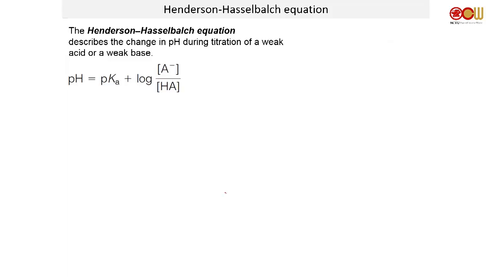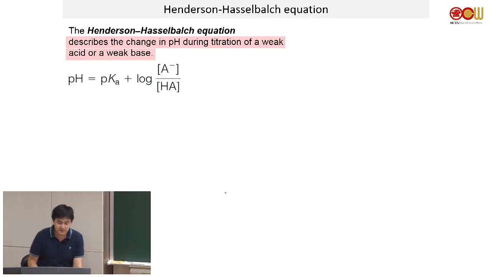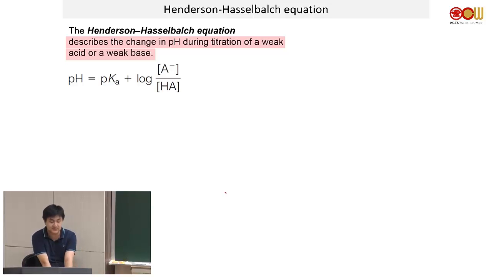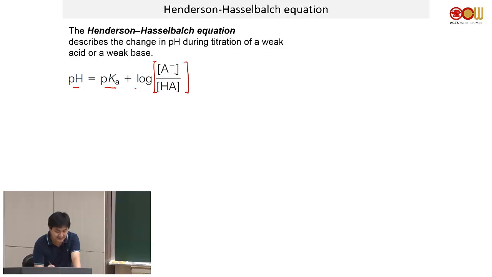Okay, so really the stuff that will concern us is the Henderson-Hasselbalch equation, all right? The Henderson-Hasselbalch equation describes the change of pH during the titration of a weak acid or a weak base. So this is the H&H or Henderson-Hasselbalch equation. pH is equal to the pKa of an acid plus the log of the acid's conjugate base divided by the acid in the acid form. Okay? So we're going to derive this equation.